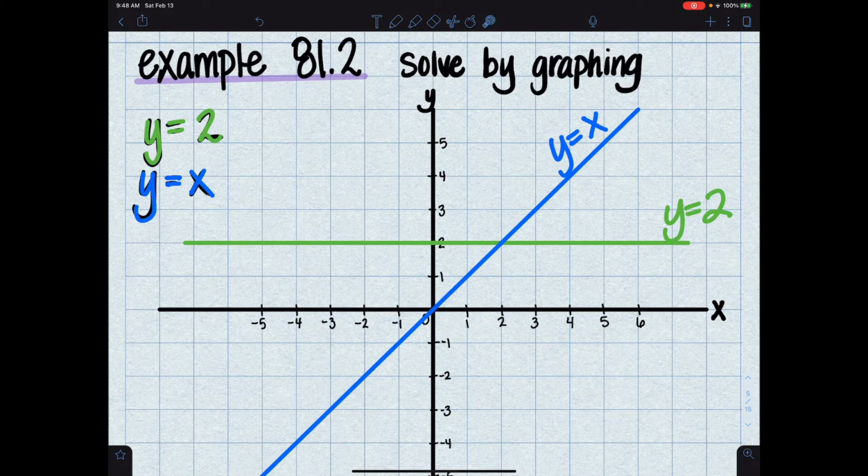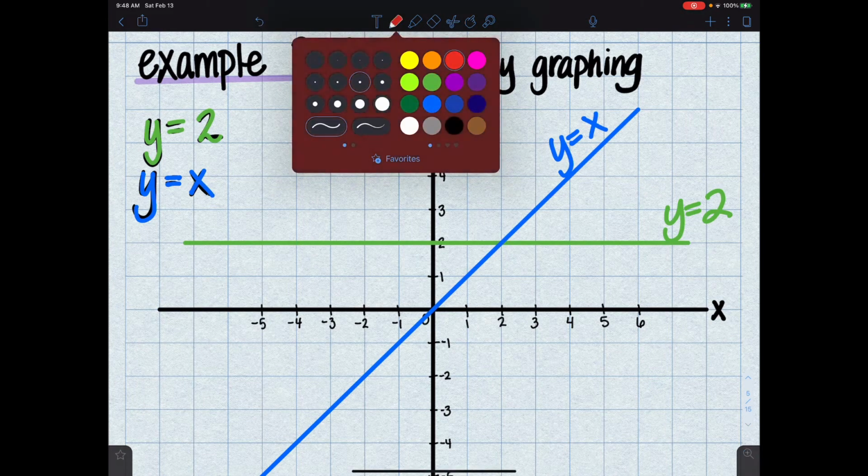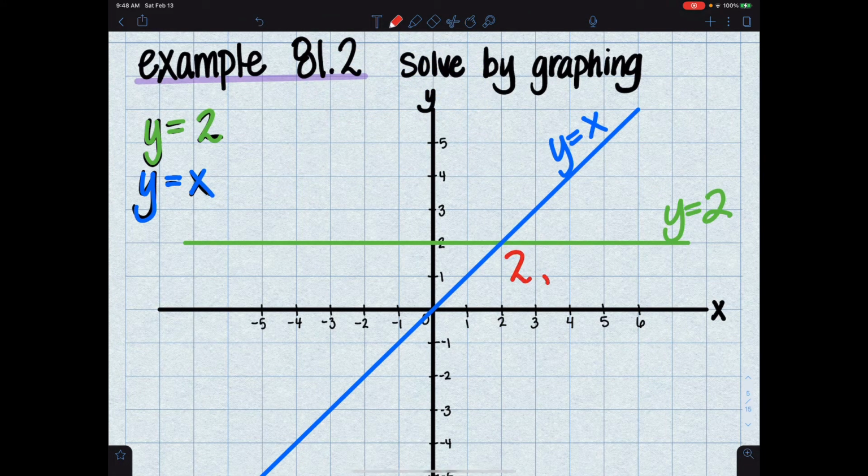And I think you can see that they cross right here at 2, 2, which makes sense because y has to be equal to 2 always for that green line. And the only place where y is 2 with the other line is the same place where x is 2 because it's a copycat. So the solution is 2, 2. That means x is 2 and y is 2, and that's the solution.